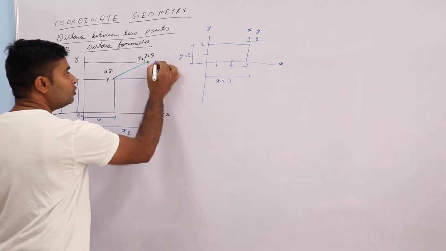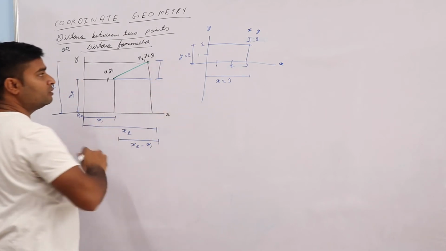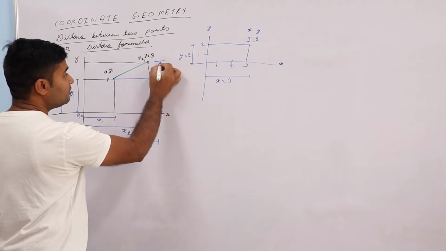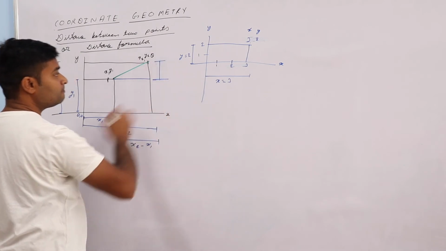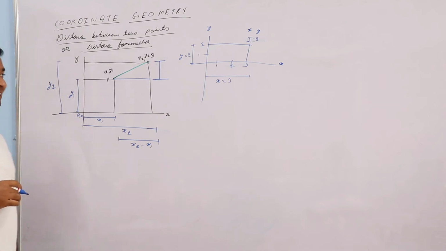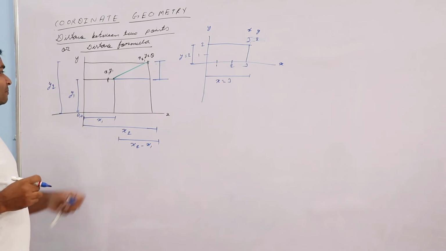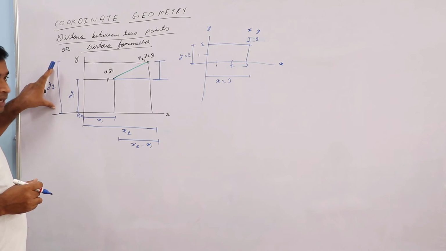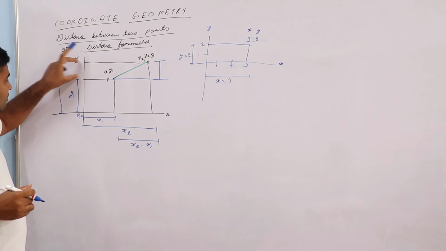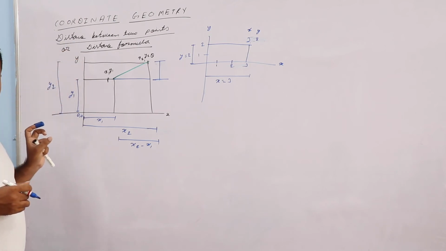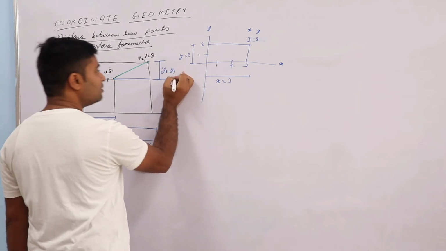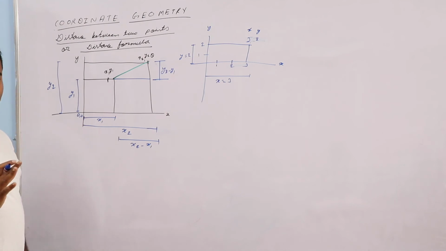And we need to find this distance. Why are my lines not that straight? Still curved only, okay. Then I don't know. So see, from here to here is y1 and this one is y2. So this much distance how much? y2 minus y1. True? Yes or no?